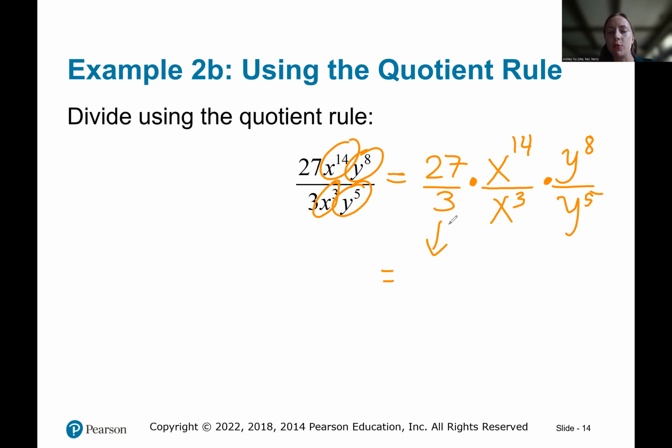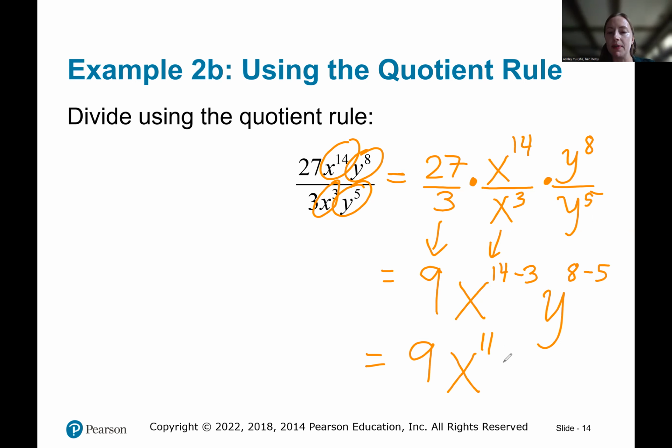Here I'm just dividing. I got 27 divided by 3, that's 9. X to the 14th divided by x to the 3rd. I'm going to just write it out, but feel free to skip this step and do it in your head. I'm subtracting the powers because we just saw that was the rule on the previous page. If you want, you can just subtract it in your head, but I just want to show it. Same thing for y, power of 8, subtract 5. That's equal to, the 9's not changing, just these. 14 subtract 3 is 11, so that'll be my final power on x. 8 subtract 5 is 3.